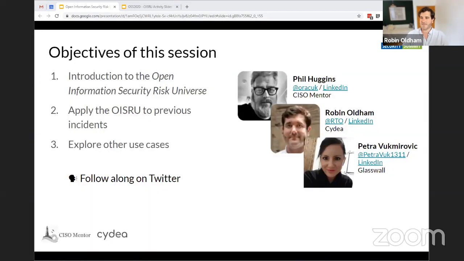We had a few objectives for our session. We were going to introduce people to a project that we've been working on called the Open Information Security Risk Universe. We were going to get participants to apply that to previous incidents and test their understanding of it. And then we were going to explore a couple of use cases.